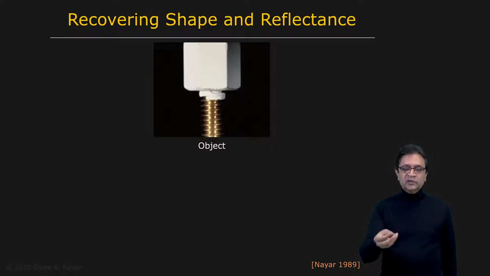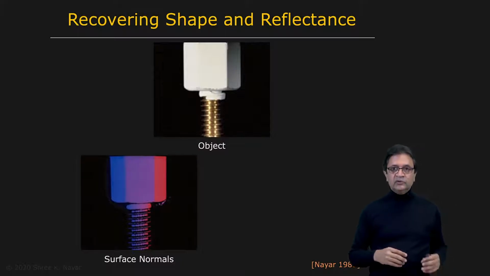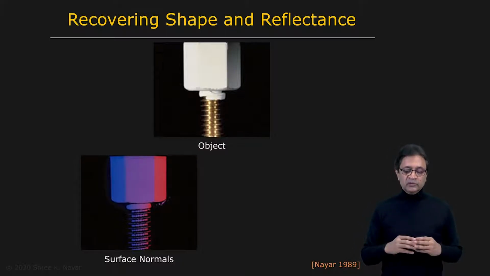Here's an object that's simply placed in the photosampler. You can see that the top part is diffuse, it's painted, and the bottom part is specular. It's made of a metal, it's specular right here. Now the system has no idea what it's looking at, and it just takes the set of images under different lighting conditions, and then it's able to compute the surface normal at each point.